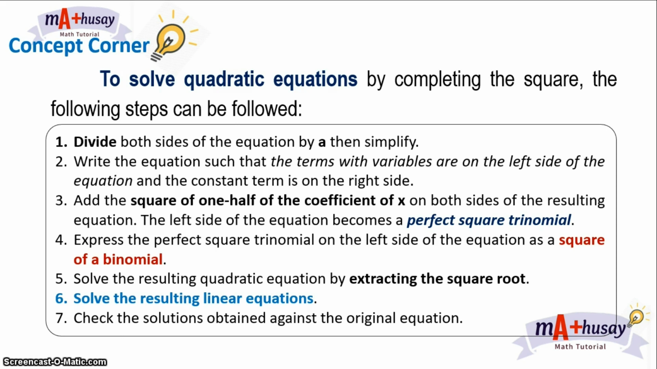Step number 4. Express the perfect square trinomial on the left side of the equation as a square of a binomial. Step number 5. Solve the resulting quadratic equation by extracting the square roots. Step number 6. Solve the resulting linear equations. And lastly, we have to check the solution obtained against the original equation.